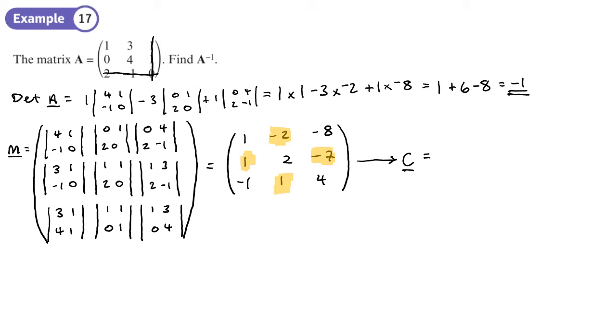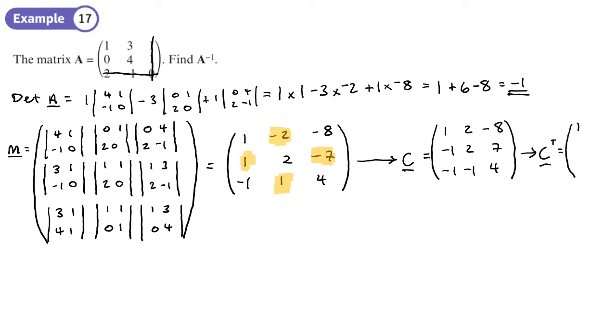So what I will get is 1, 2, negative 8, negative 1, 2, 7, negative 1, negative 1, 4. So now I have the matrix of cofactors. From here, I now need to work out the transpose of that matrix, which means you change the rows and the columns. So the top row becomes the first column.